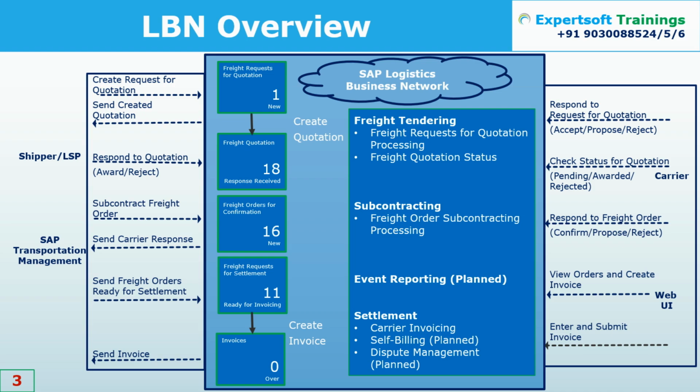This is what SAP is actually propagating, that we should use the LBN network whenever you are trying to have any type of communication process with the carrier. Now, the next question was what processes we need to cover. If you just go through the TM process, I assume that you are all aware of the transport management process. If you are not aware, let me know.